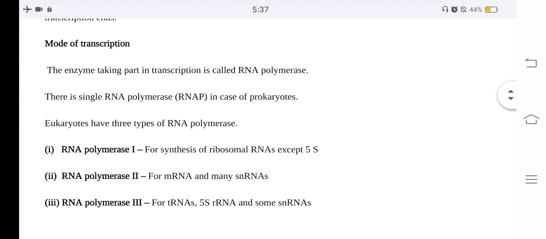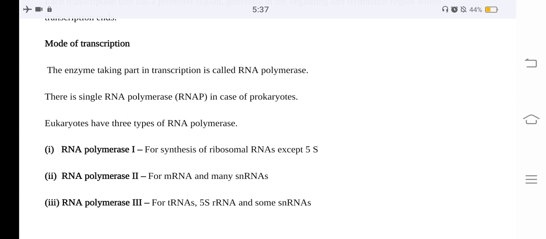What is the mode of transcription? The enzyme taking part in transcription is called RNA polymerase. There is a single RNA polymerase, RNAP, in the case of prokaryotes. We learned about prokaryotes with the help of a video which I posted earlier.